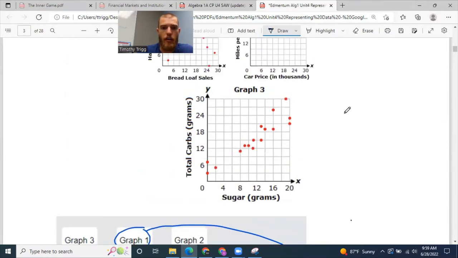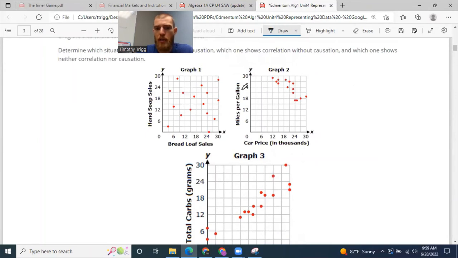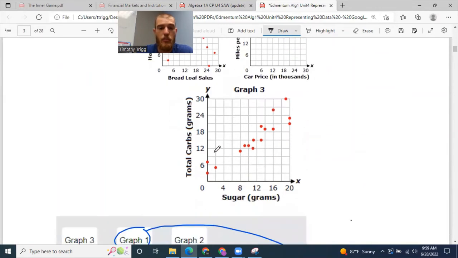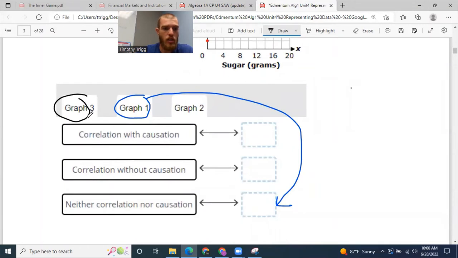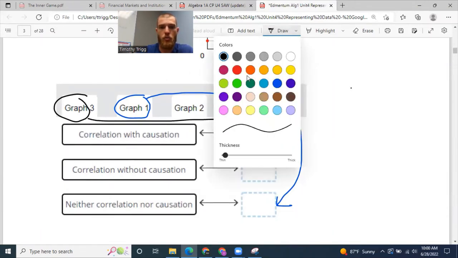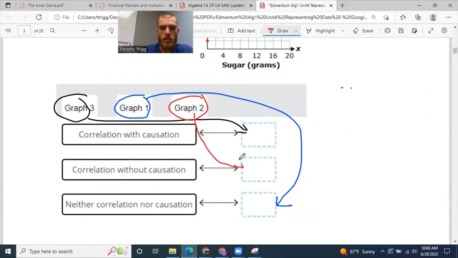Let's go ahead and take a look at the variables here. So for graph 2, it says miles per gallon and car price. Does car price cause less miles per gallon? I don't think that that's causation, right? Maybe not. But let's look at this one. This one's definitely causation, right? The amount of grams of sugar and the total carbs. It makes sense that if an item has more sugar, it's going to have more carbs, right? The sugar causes there to be more carbs. So for graph 3, I would definitely say correlation with causation. And then graph 2, we'll say is the correlation without causation.